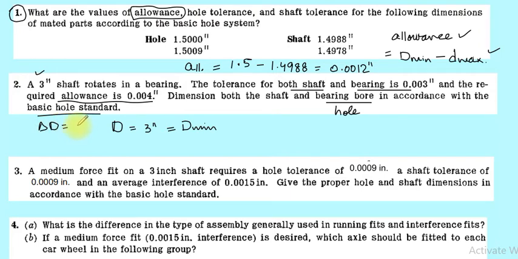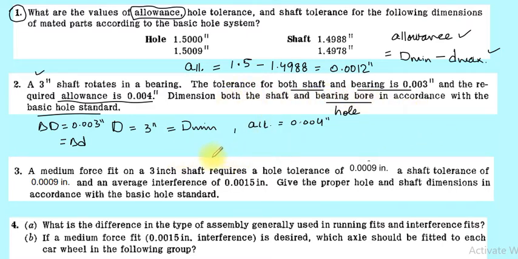We are also given the tolerance values, 0.003 inches, which are the same for the hole and the shaft. And we are also given the allowance, which I write as ALL here, and that is 0.004 inches.